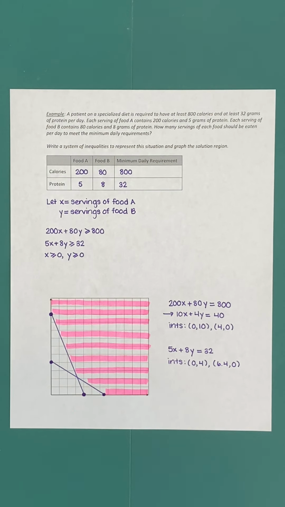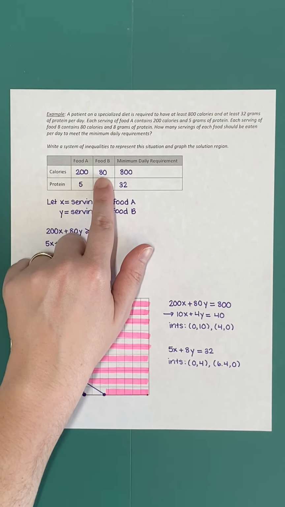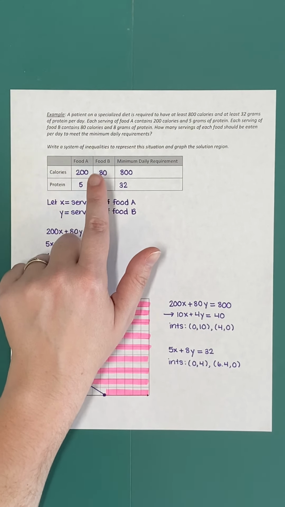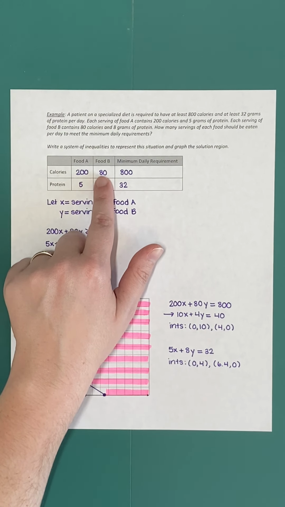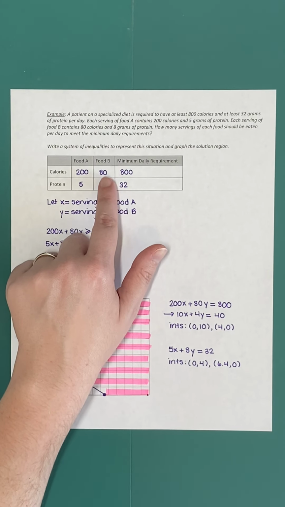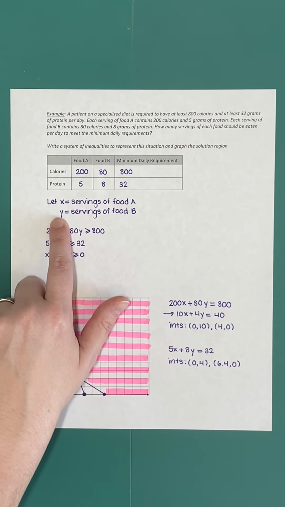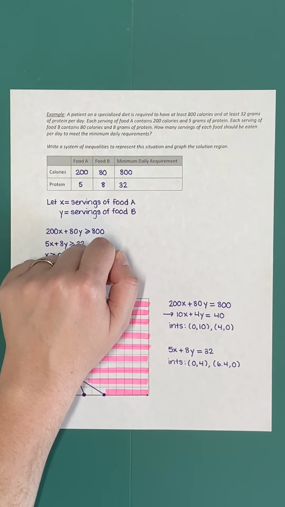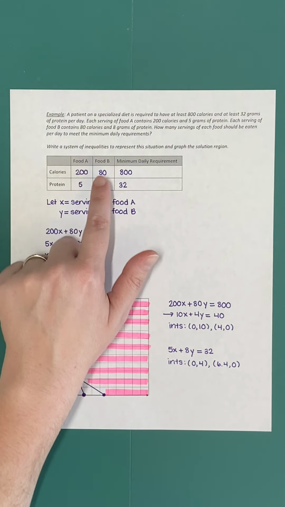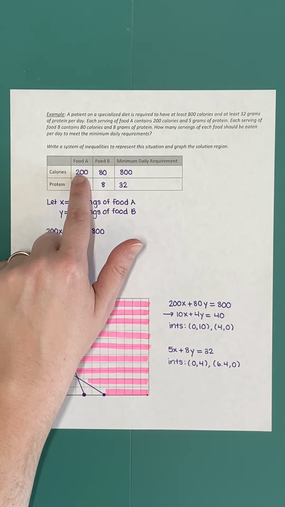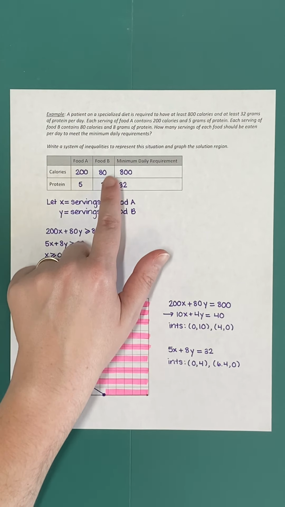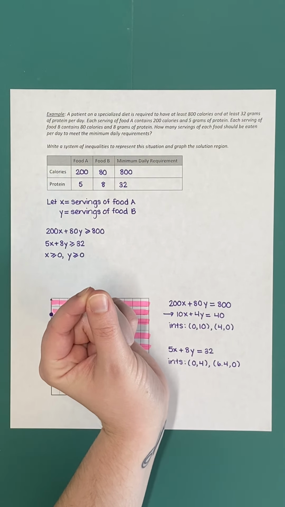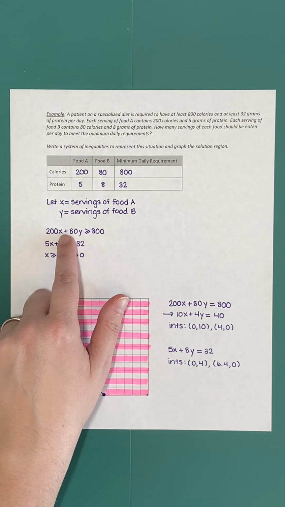Now, same thing for food B. If we have 1 serving of food B, that would give us 80 calories. 2 servings would give us 160. 3 servings would give us 240, and so on. So if we take 80 times the number of servings we have for food B, that's going to be that portion of the total contributed by food B. So 200 times X, plus 80 times Y, add them together since they both contribute towards the total.